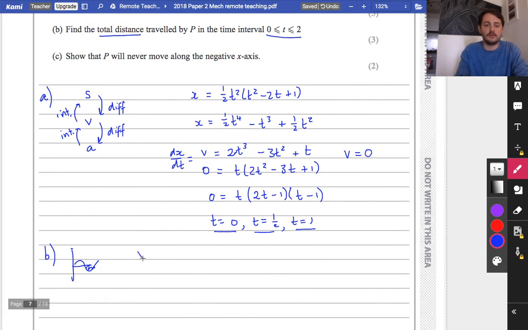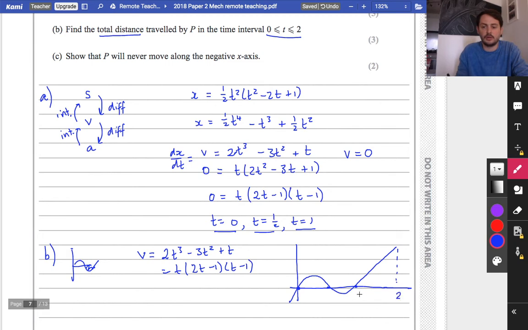So what I'm actually going to do is I'm going to look at my velocity graph, which is my 2t cubed minus 3t squared plus t, which I've also got in factorised form, which is t, 2t minus 1 and t minus 1. I'm going to look at it and just see if it does go below the axis anywhere. So the places where it crosses is 0, a half, and 1. And it's a positive cubic, so it's going to be going like this, then it's going to be going like this, and then it's going to be coming up all the way like this. And somewhere over here is going to be 2. There's my 1, and there's my a half, and my 0.